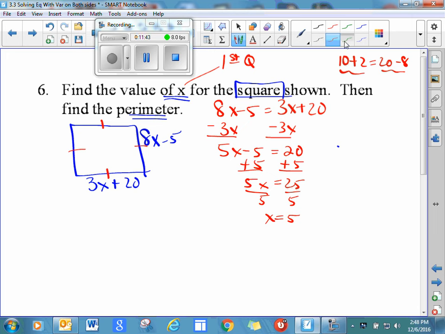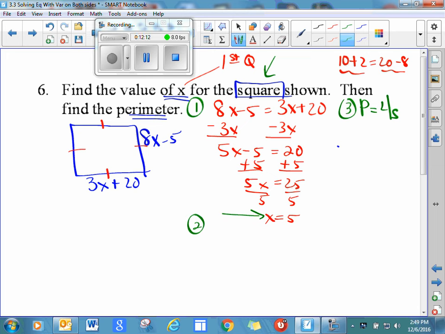This is my first problem. I have now determined that x is equal to 5. Now I've got to figure out how to find the perimeter of this guy. I need a number answer perimeter. And in order to do that, I need 2 things. I need the formula for the perimeter of a square. P is equal to 4s. And I need to figure out how long these sides are.